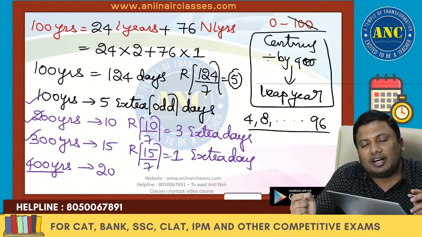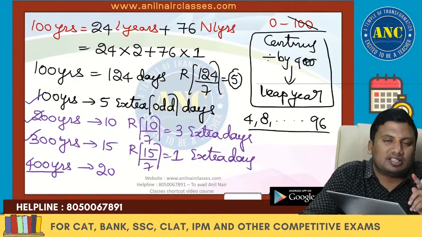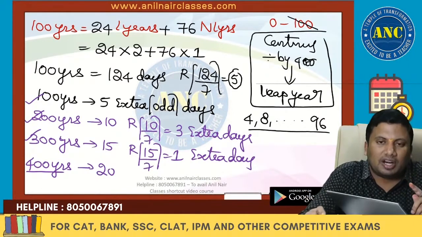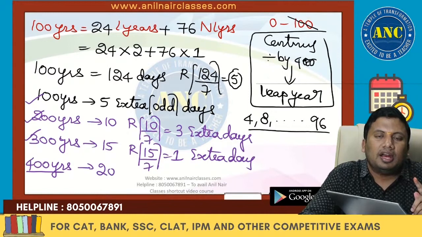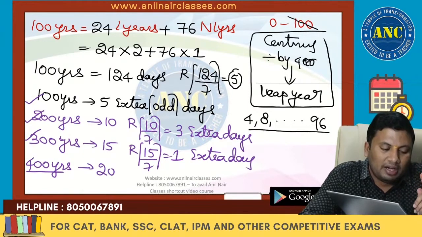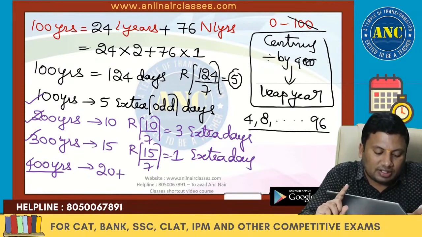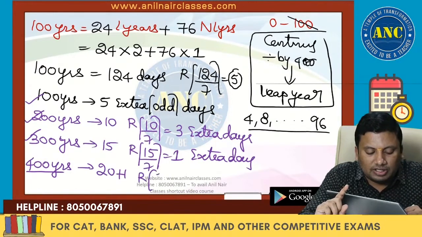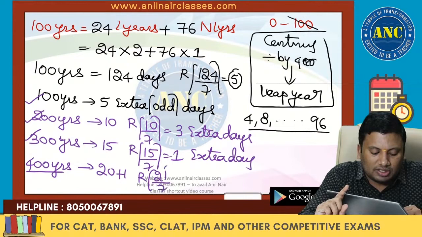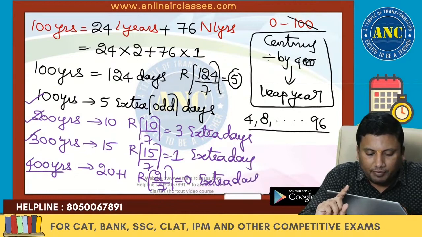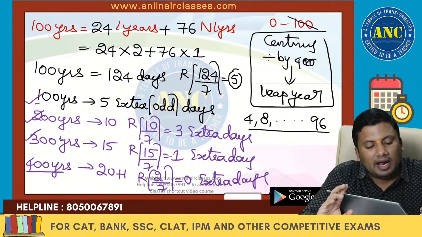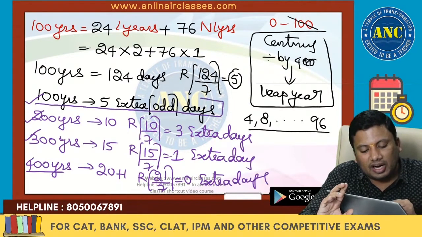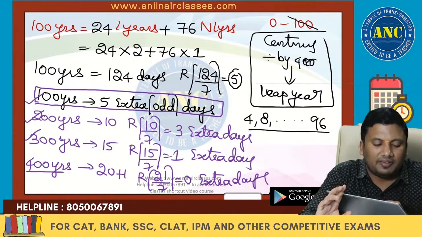The number of days in a non-leap year is 365. The number of days in a leap year is 366. So an extra 1 will come. 20 plus 1, 21. 21 divided by 7 is nothing but 0 extra days. 100 years has 5 extra days.